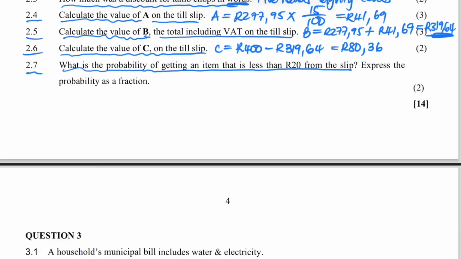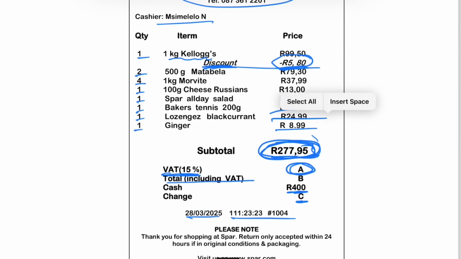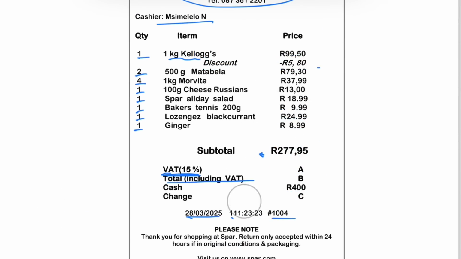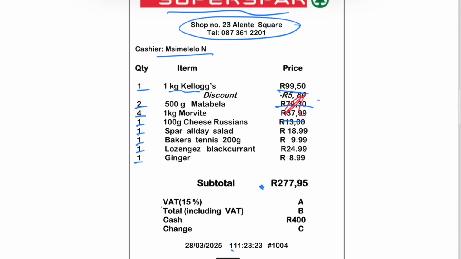Finally, in 2.7, it says, what is the probability of getting an item that is less than 20 rand from the slip? So what is the probability of getting the item that is less than 20 rand? This is how you do it, guys. You know how many items are here? There are 12 items. But now you need to check how many items are less than 20 rands here. Let's look at them. Let's count them. The items that are less are the cheese Russian, and the Spar all day salad, and the baker's tennis and the ginger. Right, so it's 4 of them out of the 12.